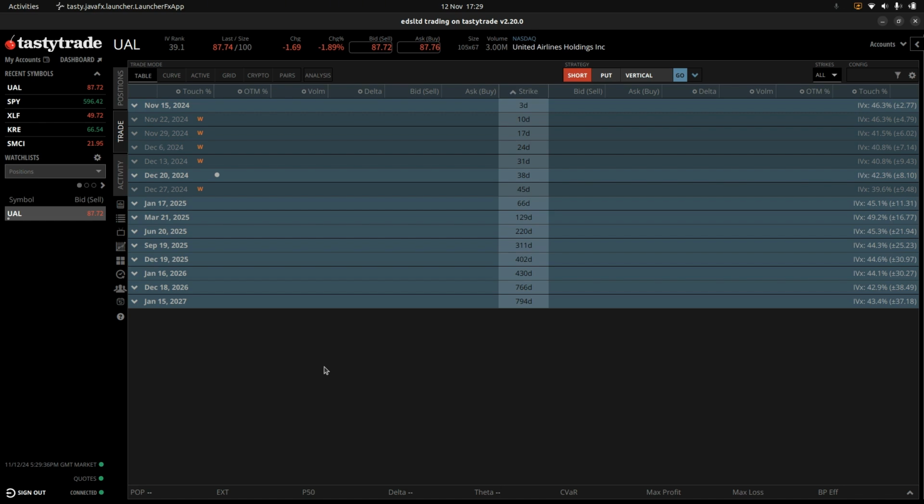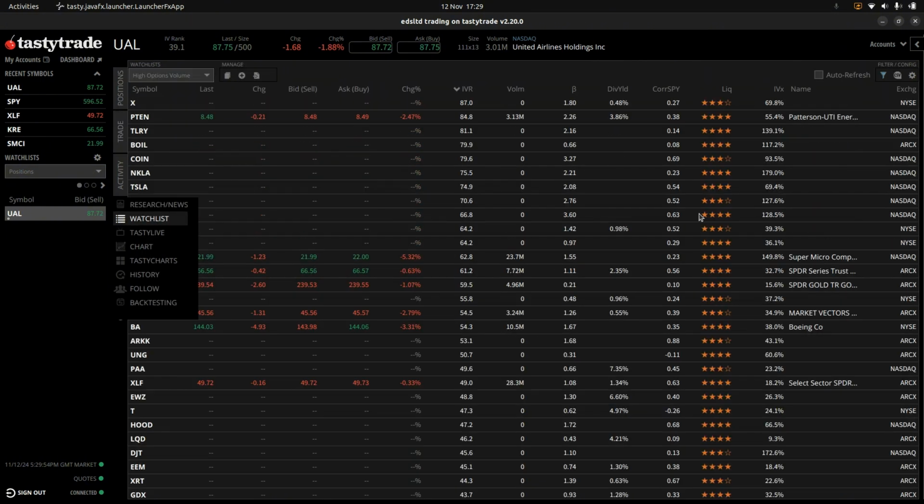So the expiration date that we pick needs to be between 30 and 60 days out in time. And it also needs to be a monthly expiration, not a weekly or quarterly expiration. So the only one that fits that criteria is December 20th right now, and it's currently 38 days away. So we can take that information, come over to our watch list.